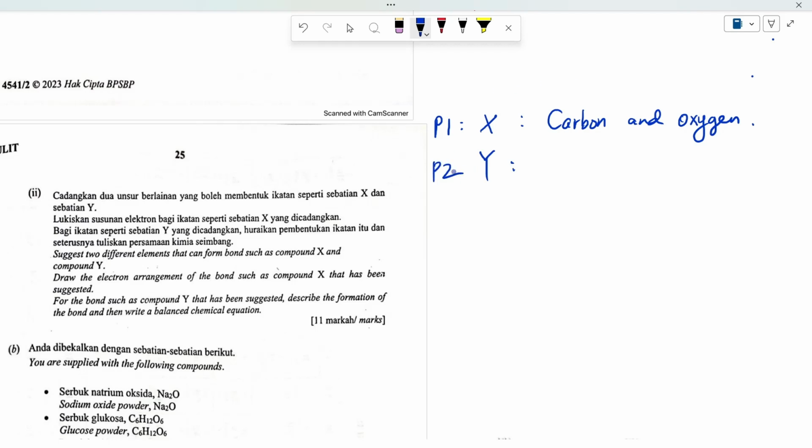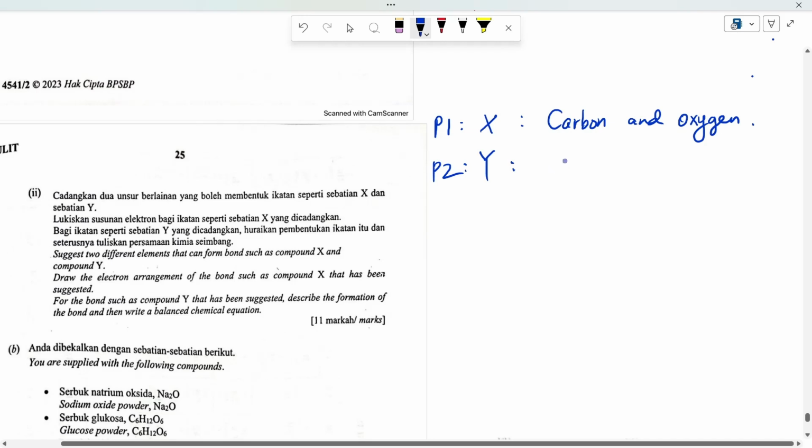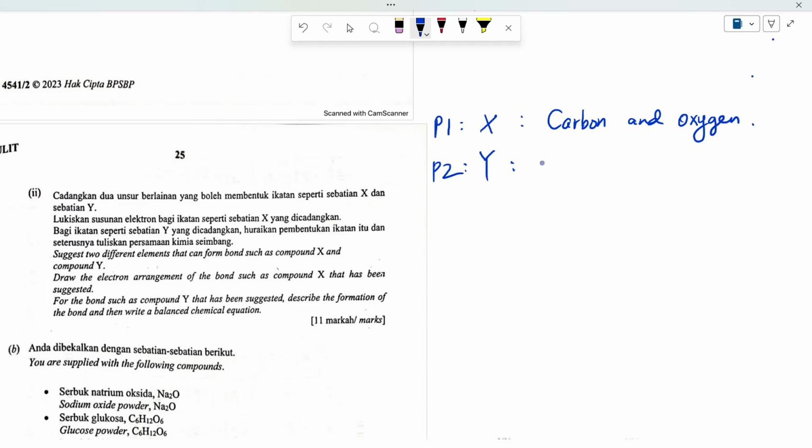Sodium chloride can. Okay. Any more? Sodium chloride is the most common one, right? Most common one. Sodium chloride. Okay, let's say sodium and chlorine, all atoms. Okay, next. Point 3, point 4.